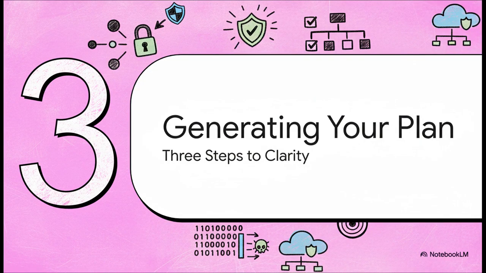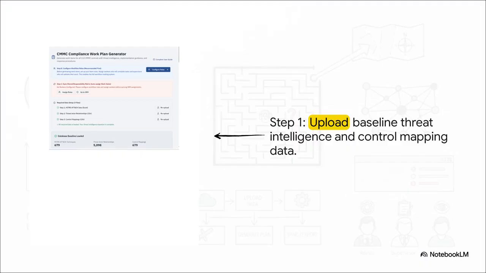So how do you get from zero to a full-blown action plan? Well, it's actually a surprisingly simple 3-step process that's designed to give you clarity right away. Everything kicks off right here. Step 1 is all about feeding the system the right information. As you can see on the screen, you upload these foundational data files, like MITRE ATT&CK data and control mappings. This is what makes sure that the plan you're about to generate is based on authoritative, industry-standard threat intel.